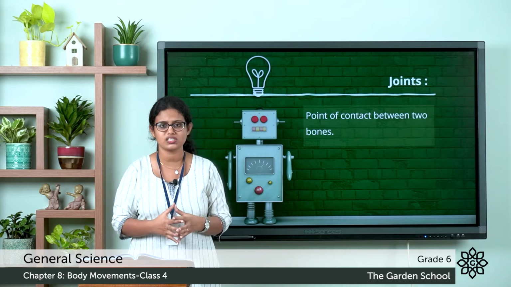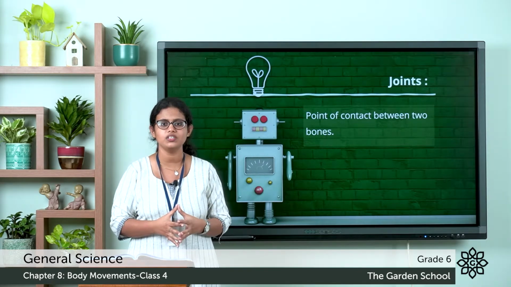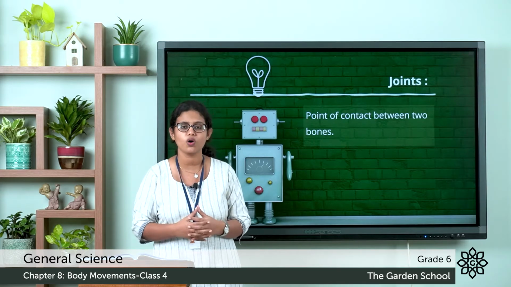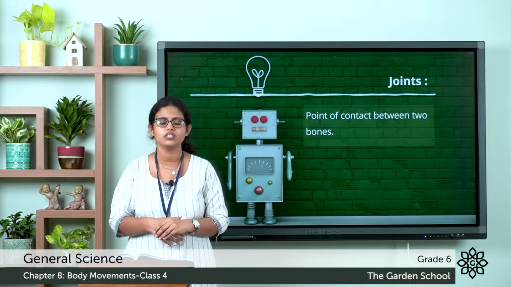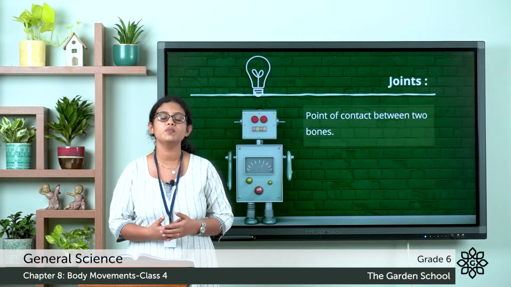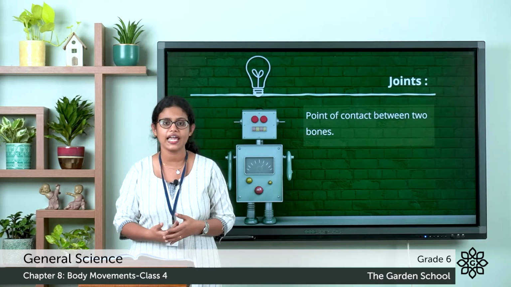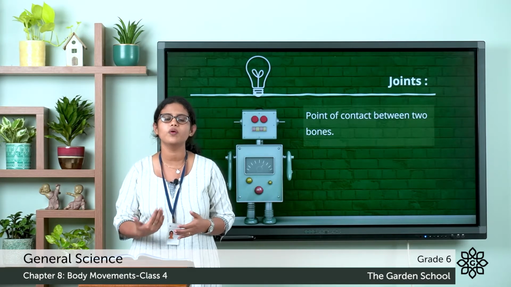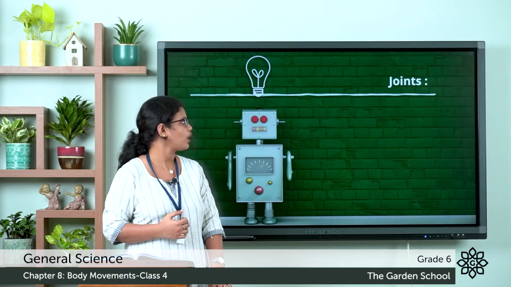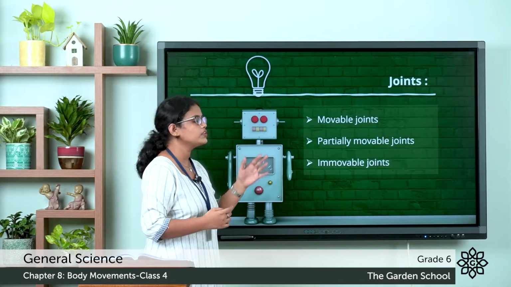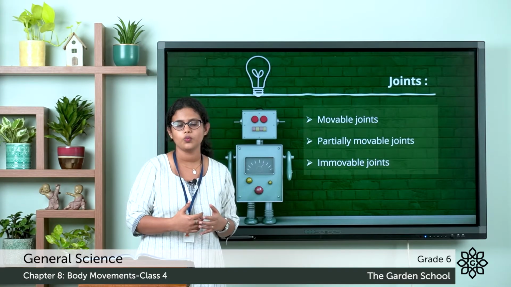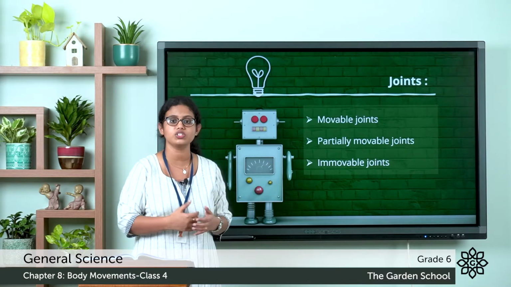So what are joints? The point of contact between two bones. The area in which two or more bones meet is called the joint. The movement of toes, the movement of our elbow, the movement of our knees, all these movements are due to the movable joints. Joints can be movable joints, that is freely movable joints, which we can move in different directions.